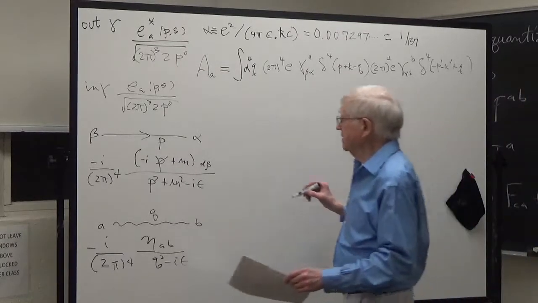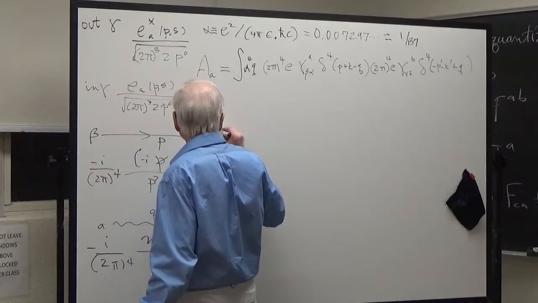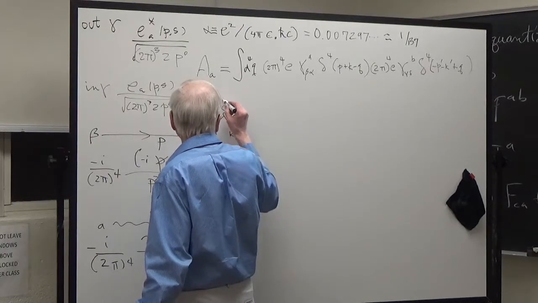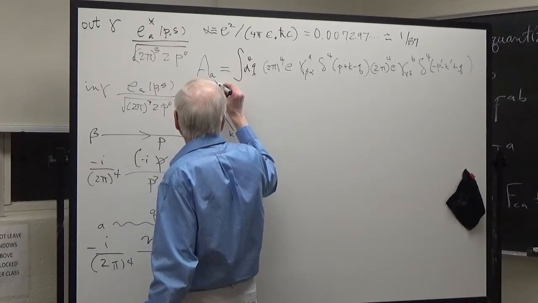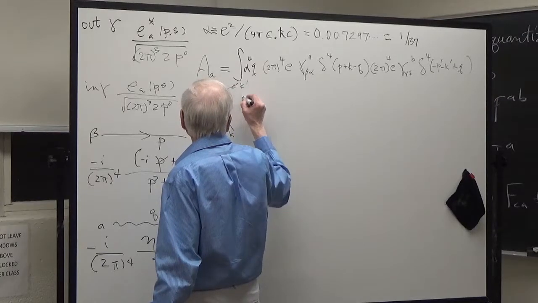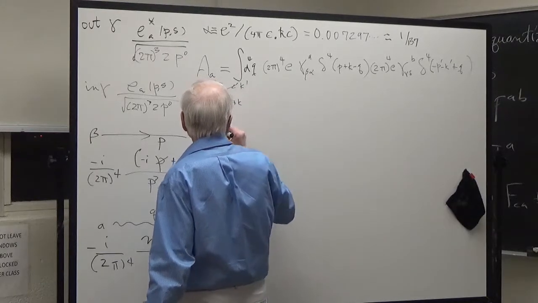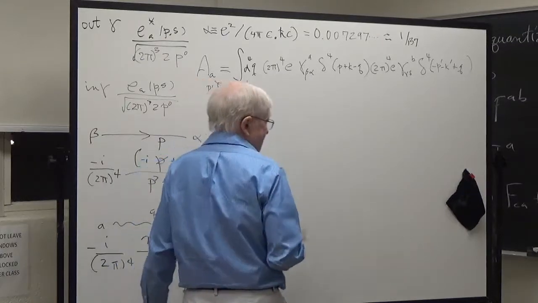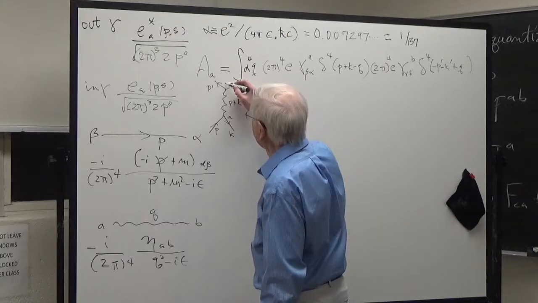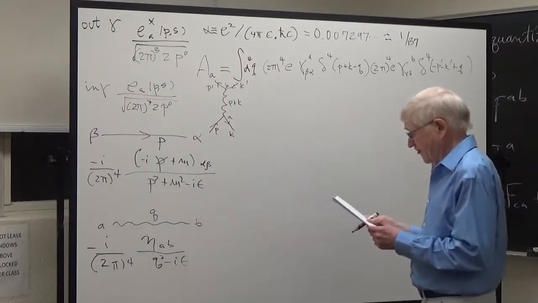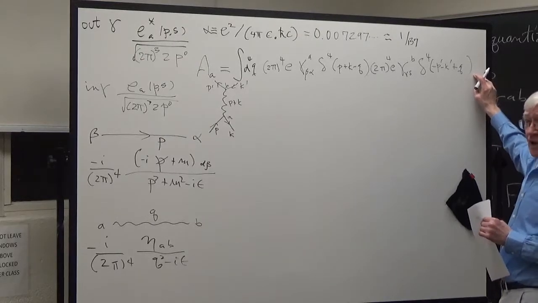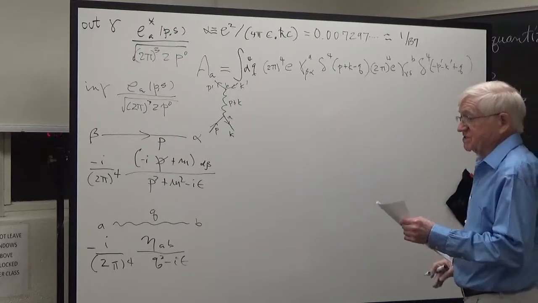So what we're talking about there is p, k, p prime, k prime, p plus k. So that's the picture. And this is vertex A, and this is vertex B. So I've used rule 1 twice because there are two vertices.